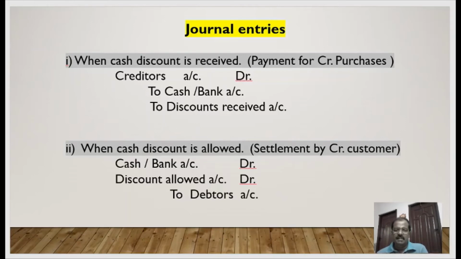So the creditor, debit the receiver. You are making payment to the supplier, so creditor account is debited. And when the discount is given by the creditor, discount received is an income, that is credited. Hope you understand. Now next, when cash discount is allowed, immediately what should come to your mind is expense. Settlement by the credit customer.